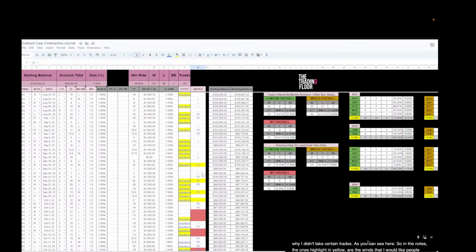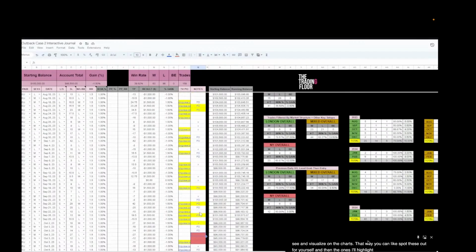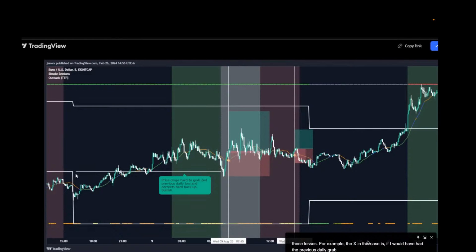And then the ones I highlight in red are things that you need to account for, so you don't get stuck in some of these losses. For example, the X in this case is if I had the previous daily grab on, in this case, I never get these two signals. Obviously this is a loss, this is a win. But I never get these two signals if I turn the previous daily high and low on, because it never came down here to grab it. But this was a quick second previous daily low grab into the trade, and it's an easy win.